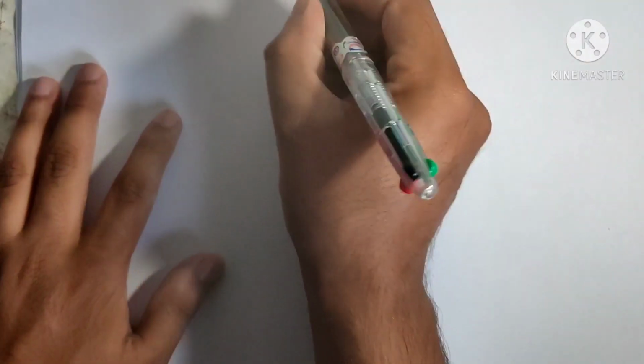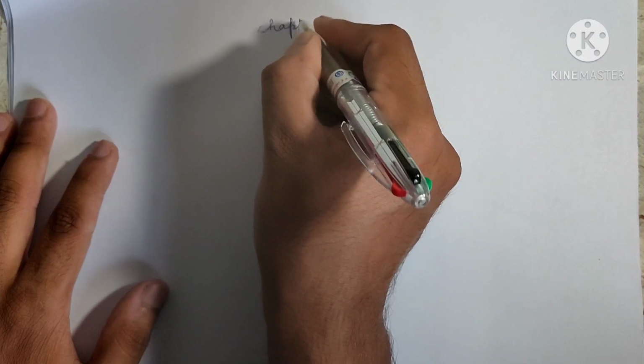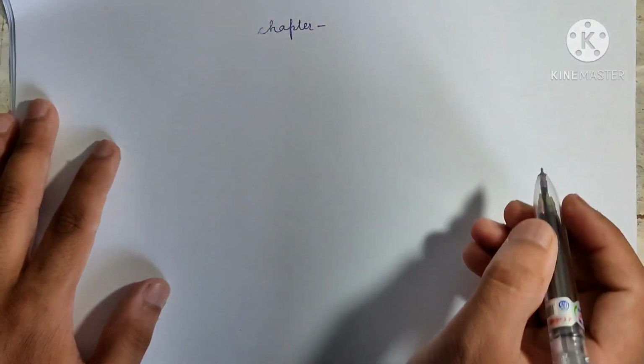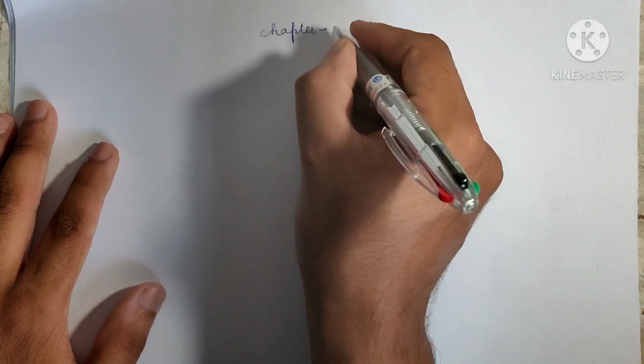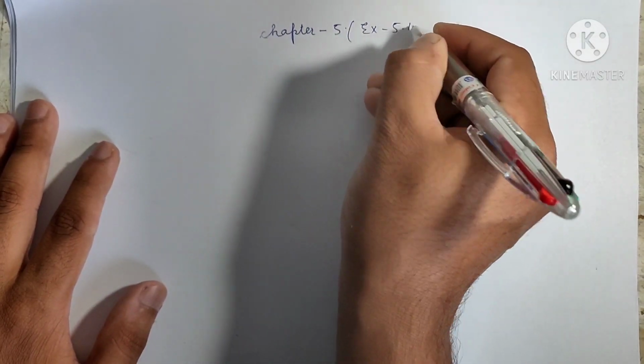So it's not a very tough chapter, but exercise 5.2 will be a bit tough for you to understand, but if you understand the concept it will be easy. Okay, but exercise 5.1 is very easy, so we'll finish it up.